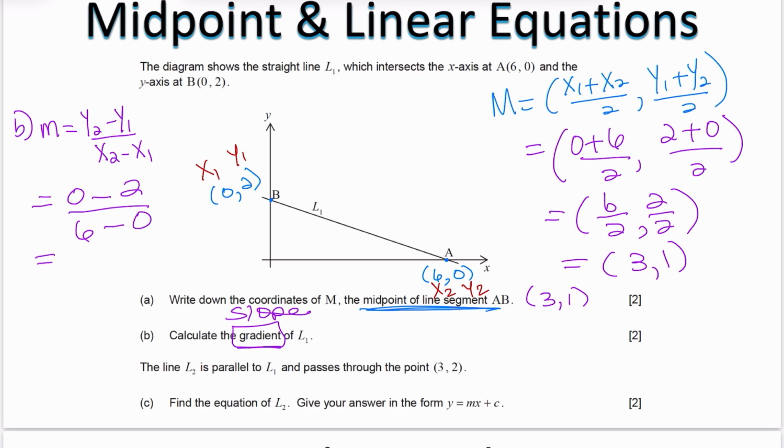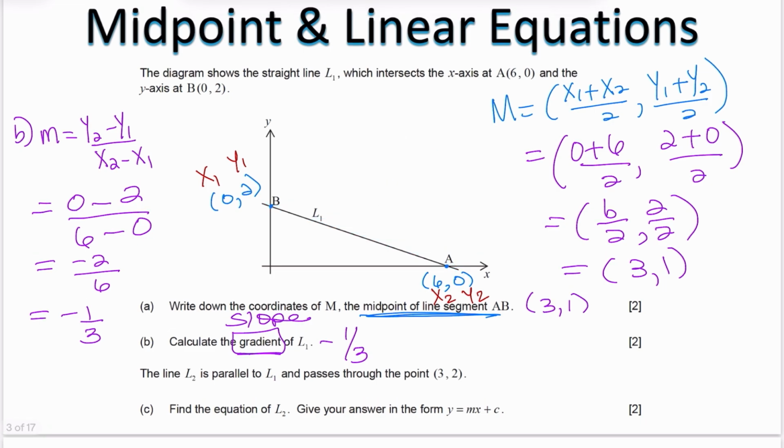Be very careful not to mess those up or you're going to get the wrong sign. 0 minus 2 is negative 2. 6 minus 0 is 6. So this is negative 1/3. So the gradient of L1 is negative 1/3. That makes sense because if you look at the line from left to right, the line is falling. So it should have a negative slope.